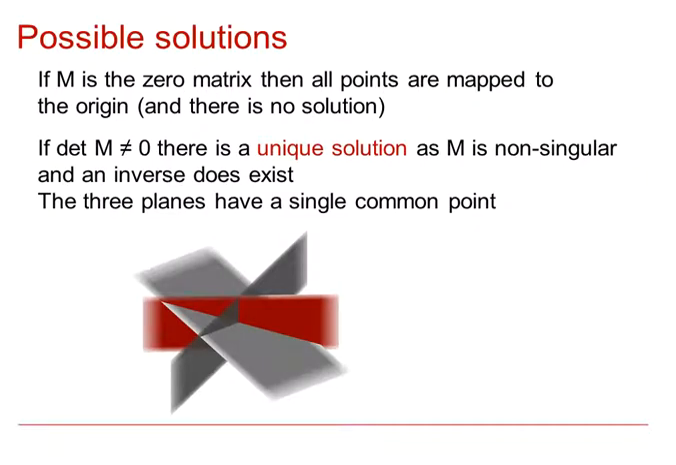If the matrix M is the zero matrix, then all points are mapped to the origin and there is no solution, and that is a completely trivial case. If the determinant of M is not zero, there will be a unique solution because M is a non-singular matrix and the inverse does exist. The 3 planes in question will have a single common point, as we can see here.